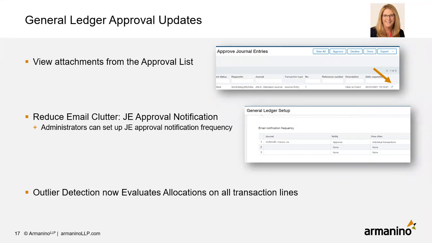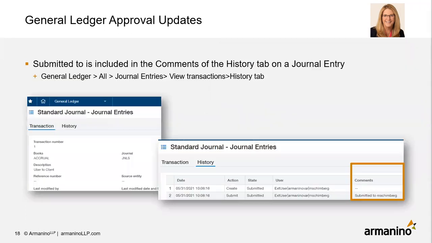They've also added journal entry approval notification. So now, for each journal that requires approval, your administrator can set the frequency of that email notification. That can be per journal entry submission, or it can be a weekly summary, a monthly summary, or a daily summary. Also, for those of you who are using outlier detection, it now evaluates the allocations on each transaction line. That's a nice new feature. Next slide.